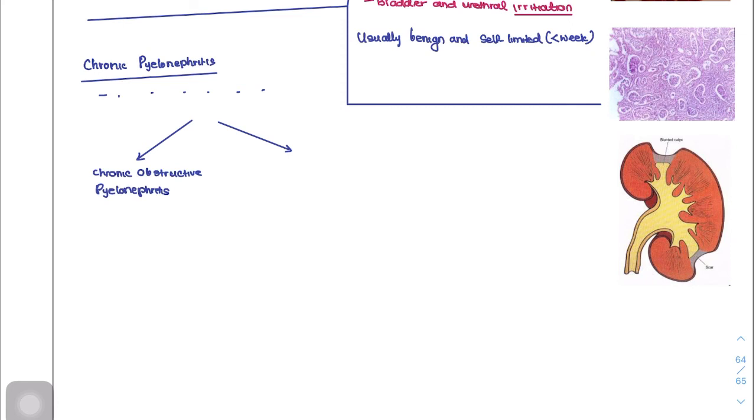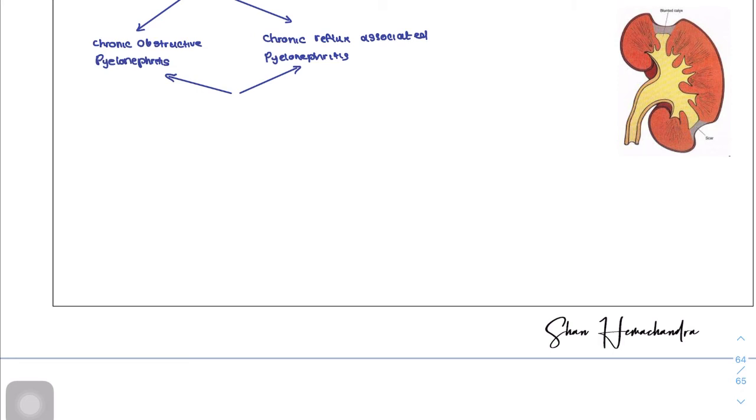The other type is chronic reflux associated pyelonephritis. And both of these are congenital. These are usually congenital causes.